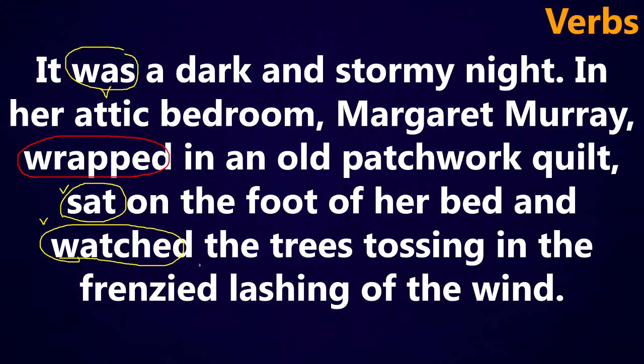She sat on the foot of her bed and watched the trees tossing in the frenzied lashing of the wind. So here, tossing is kind of like a verb. It's an action, but it's describing the trees. So this is another participle. Wrapped, it's got the ed, so we call this the past participle. And tossing has the ing, so we call this the present participle. So these are kind of like verbs. They are verbs, but they're not working as main verbs in any of the sentences. Was, sat, and watched are the main verbs. So when you're reading something, it's helpful to try and tell the difference between a main verb and some other kind of a verb, like a participle.